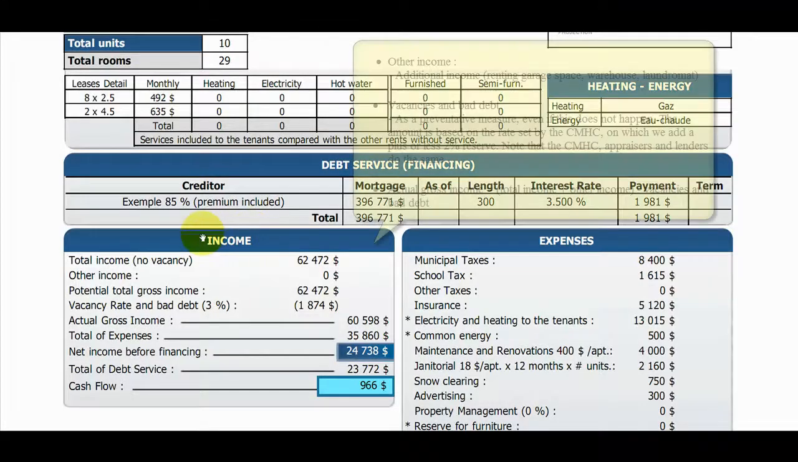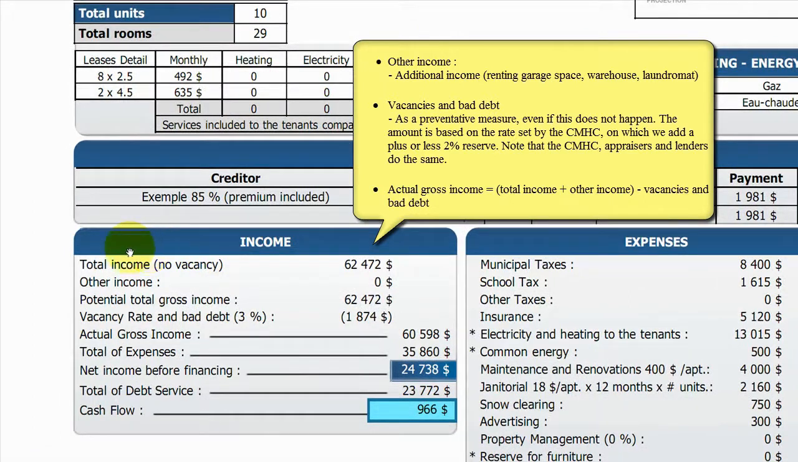8. Income. Total income generated by the multiplex annually. Other income. Additional income. Renting garage space, warehouse, laundromat. Vacancies and bad debt. As a preventative measure, even if this does not happen, the amount is based on the rate set by the CMHC, on which we add a plus or less 2% reserve. Note that the CMHC, appraisers, and lenders do the same. Actual gross income equals total income plus other income, minus vacancies and bad debt.